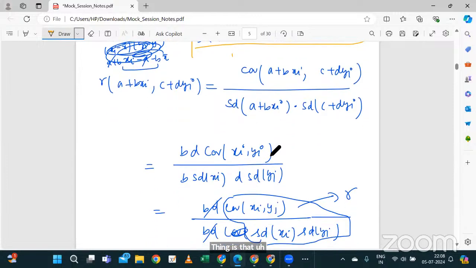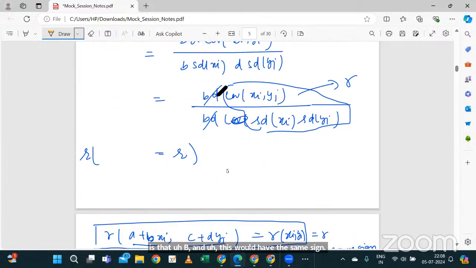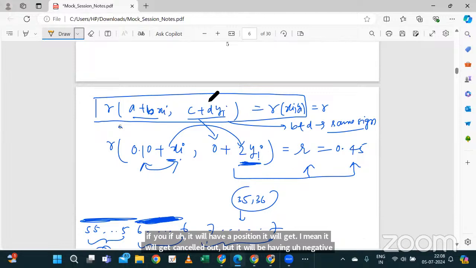I have done the derivation. Things will get cancelled out. So this b and d will get cancelled out only if b and d have the same sign, right? Whether it is minus or plus. Otherwise, if they have opposite signs, it will still cancel out, but the correlation will be negative. So here you can see r of a plus bxi, c plus dyi is r.